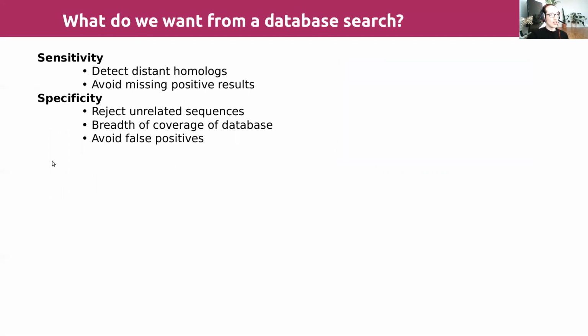And searching presents two problems. One is, how do we get two kind of conflicting problems, you might say. So one is, how do we get a really sensitive search? So how do we detect really distant homologs and avoid missing positive results? And then the kind of trade-off with this, but which we're also interested in, is having results be very specific. So we want to reject anything unrelated to our sequence of interest. And we want to be able to cover a lot of material. We want to be able to search a huge database while avoiding false positives.